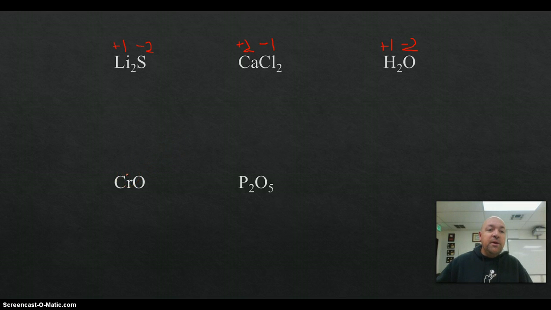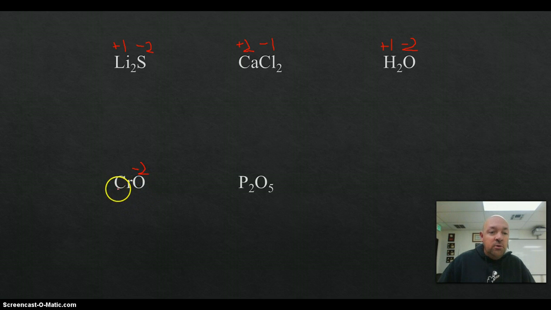Chromium. Now this would be a situation where you actually do have to use a couple different rules. I take a look at this. Chromium I know is a metal. I know this is an ionic bond here. I don't know what chromium is though. I don't know how many valence electrons it has off the top of my head because it's a transition metal. We said transition metals are unique. I do know oxygen, however, and I know that oxygen is always -2. Okay, that's its oxidation number.